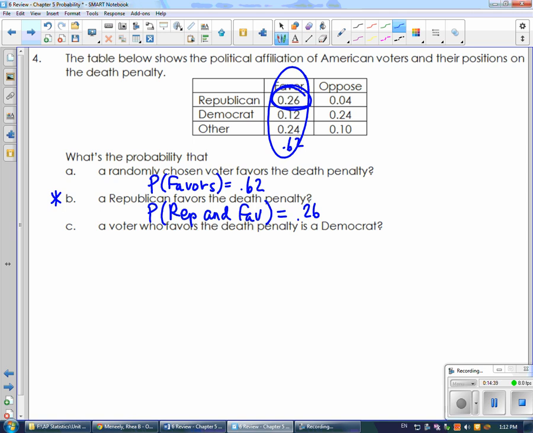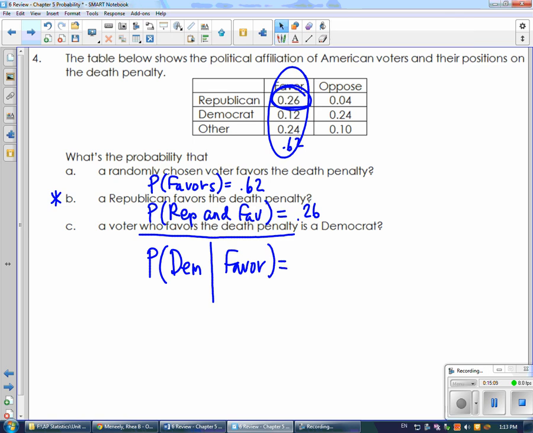A Republican who favors the death penalty, the probability of a voter who favors the death penalty being a Democrat. So if we know this, if we've selected someone who favors the death penalty, now that becomes known information. If I also want to know the probability that that person who favors the death penalty is a Democrat, this now becomes a condition. I'm trying to find the probability that they're a Democrat when I know that they favor the death penalty.